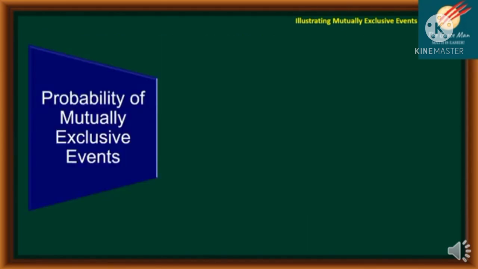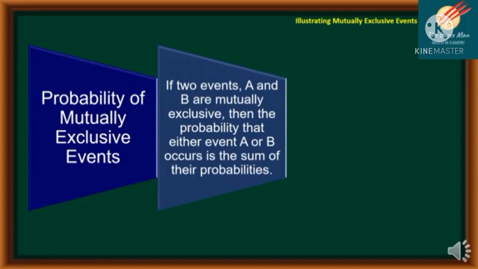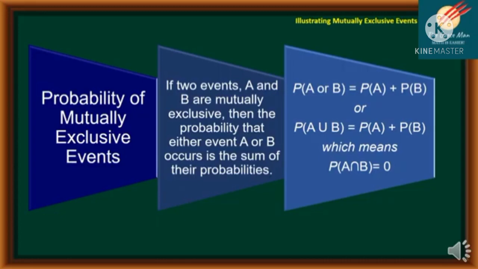Okay, to summarize our concepts of probability of mutually exclusive events: if two events A and B are mutually exclusive, then the probability that either event A or B occurs is the sum of their probabilities. In symbols, the probability of A or B is equal to the probability of A plus the probability of B, or the probability of A union B is equal to the probability of A plus the probability of B, which means that their intersection is equal to 0.